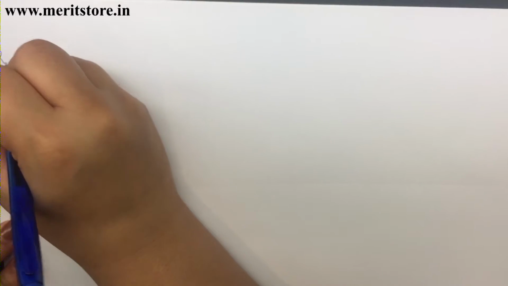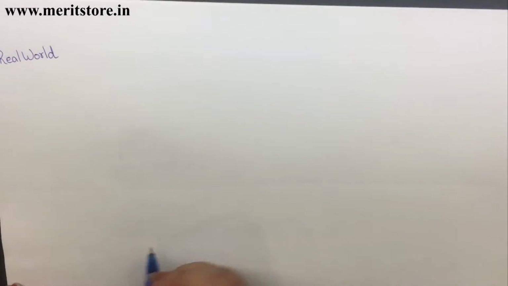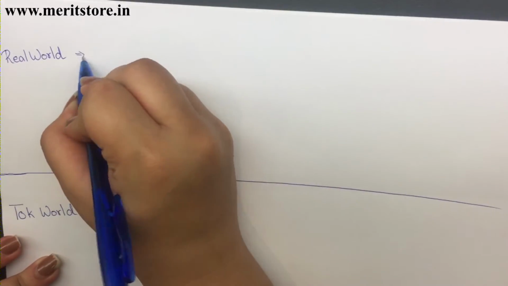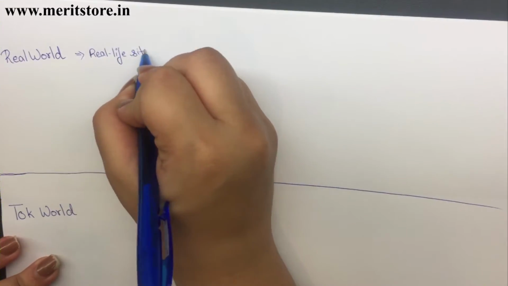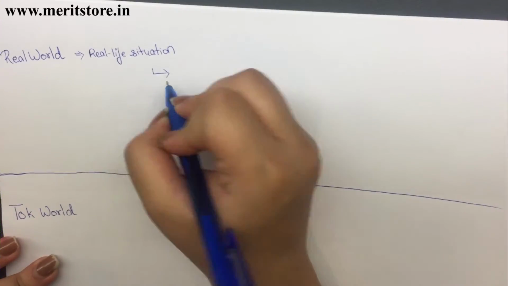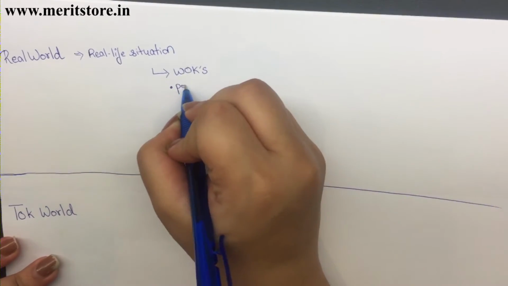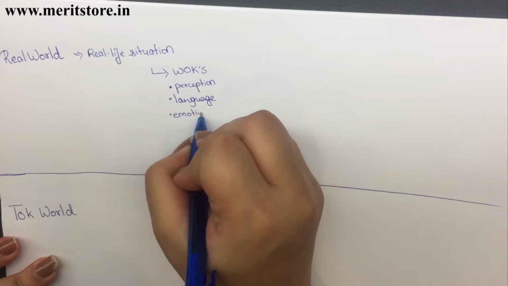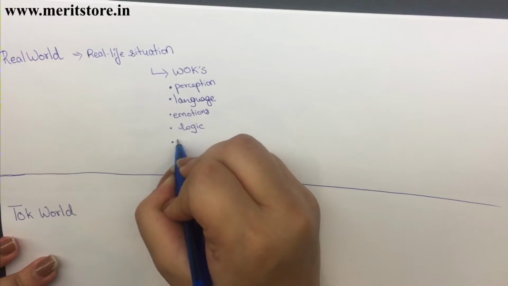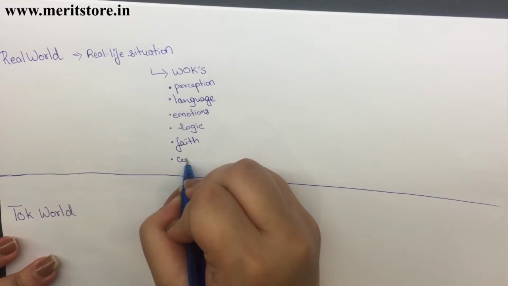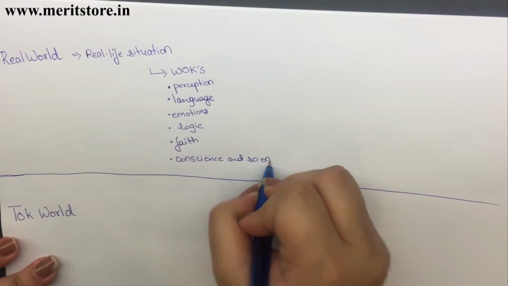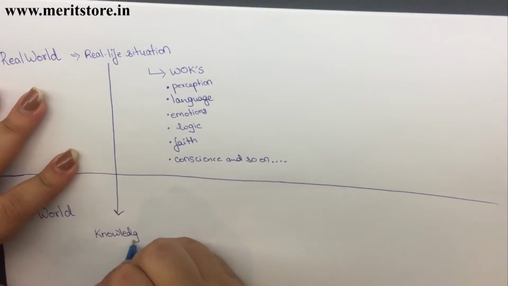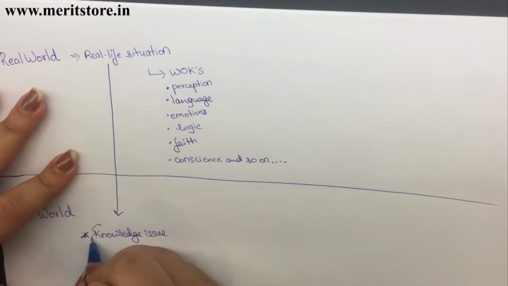We have our real life situation from the real world, and we identify it with the help of the WOK, the ways of knowing: perception, language, emotions, logic, faith, practice, introspection, empathy, consciousness, etc. Now we also have the TOK world. We have a knowledge issue, and we link it up with the AOK, and we get the AOK into the linking questions. The AOK are areas like math, science, social science, history, religion, art, ethics.